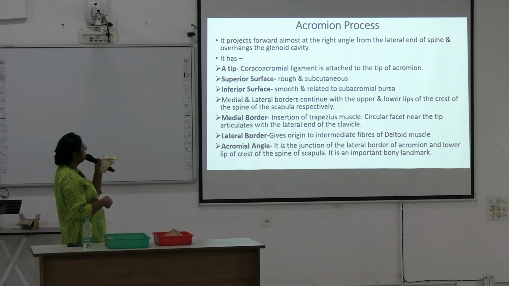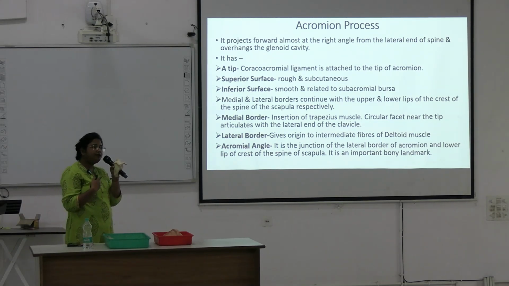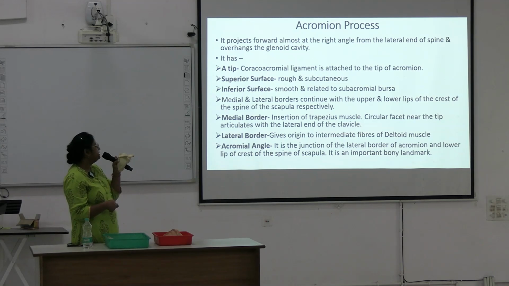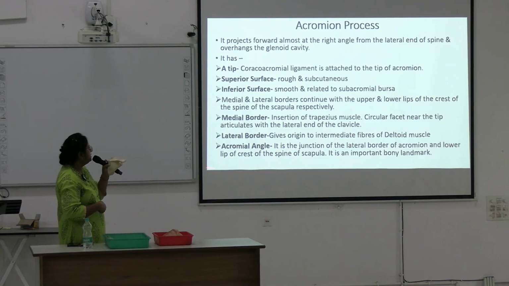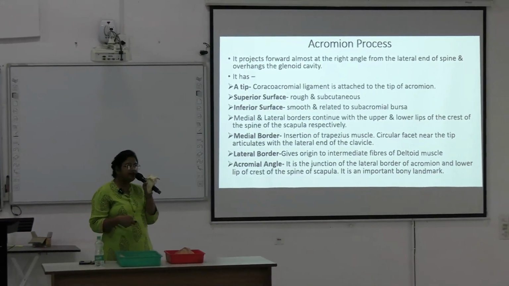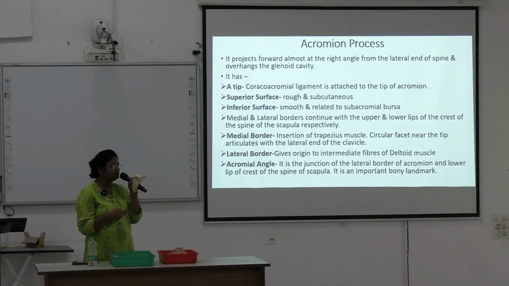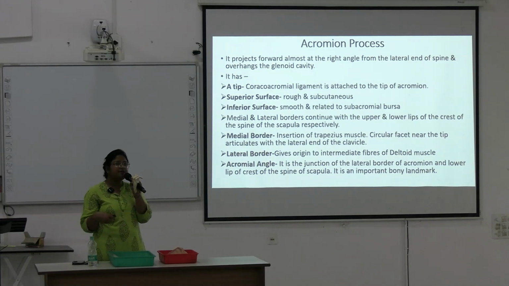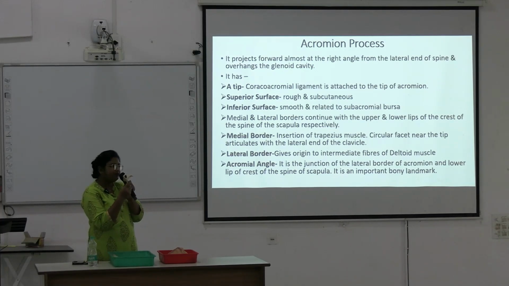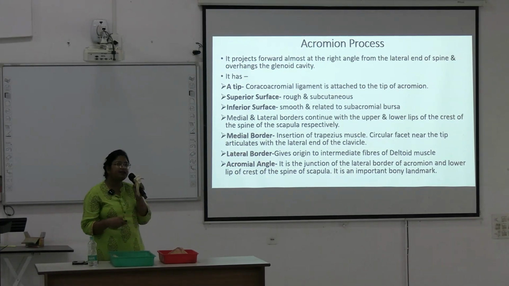Next is the acromial angle. This is an important point for your surface marking. It is the junction of the lateral border of the acromion and the lower lip of the crest of the spine. It is an important bony landmark for different measurements. Okay, this acromial angle is important for measurement of the arm or the upper limb. Different anthropometric measurements are done from this point, the acromial angle.